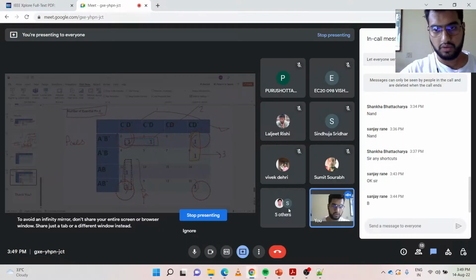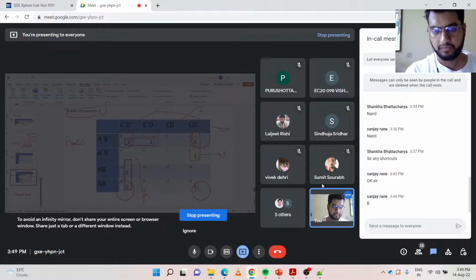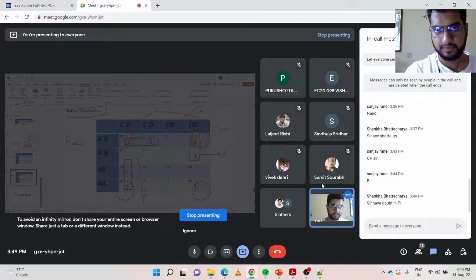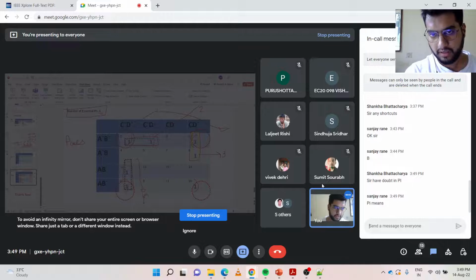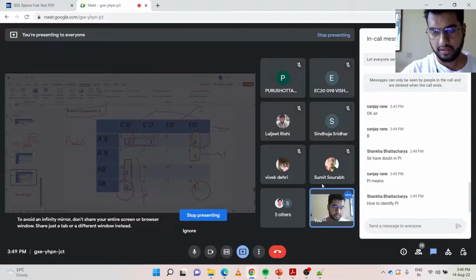So are there any doubts regarding this question? Yeah, please type in. Prime means simply prime implicant through which we can cover a minterm. Like we have this square, octet, chord, pair. Prime implicants are simply those through which we can cover any other minterm.